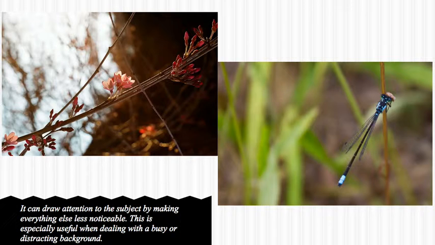And a shallow depth of field can also draw attention to the subject by making everything else less noticeable. This is especially useful when dealing with a busy or distracting background. In the above image of the branch with the little flowers on it, behind the image there's a whole bunch of other branches with a whole bunch of other flowers. And so it's really hard to see just the subject of the photo if the background were not blurred. But because it is, you can pay attention to the subject at hand.